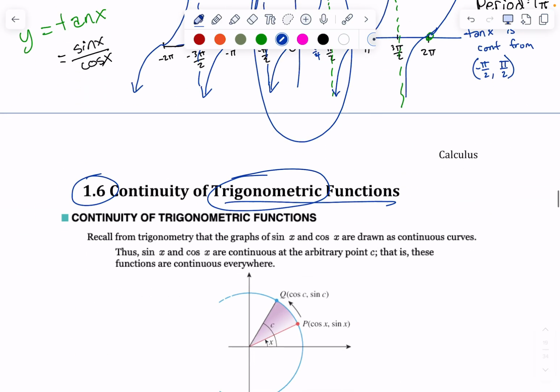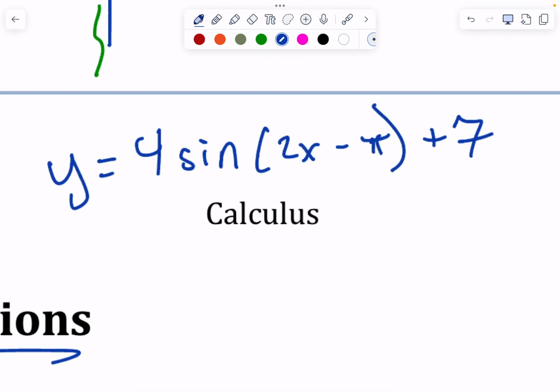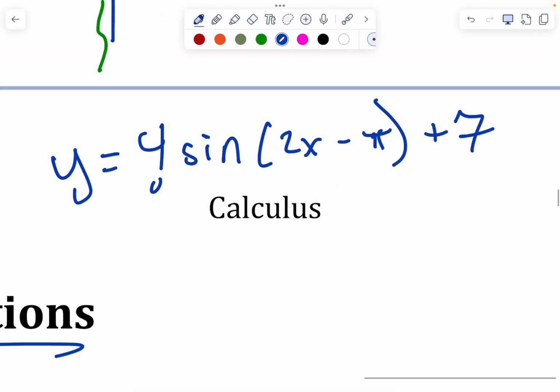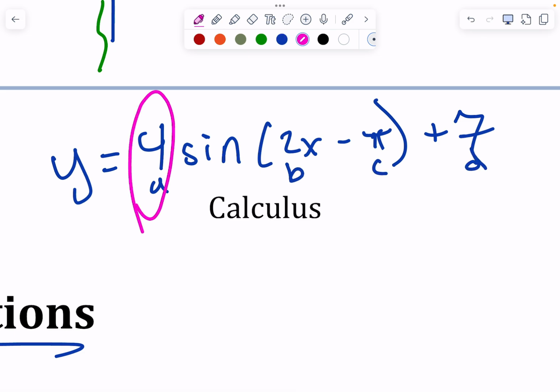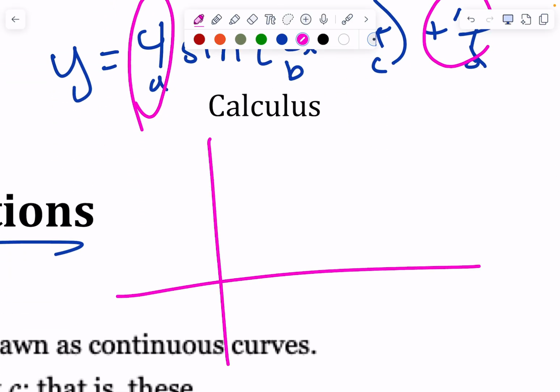Last year they would draw things like y equals 4 sine of 2x minus pi plus 7. That has an A value, a B value, a C value, and a D value. The 4 changes the amplitude, so he's 4 tall and 4 short, 8 units from top to bottom. The 7 moves the whole thing up 7, so he oscillates around the 7.